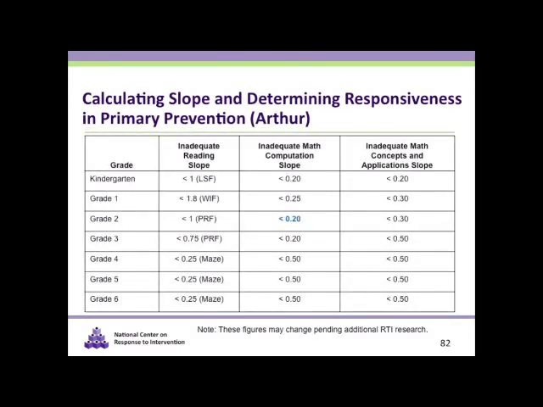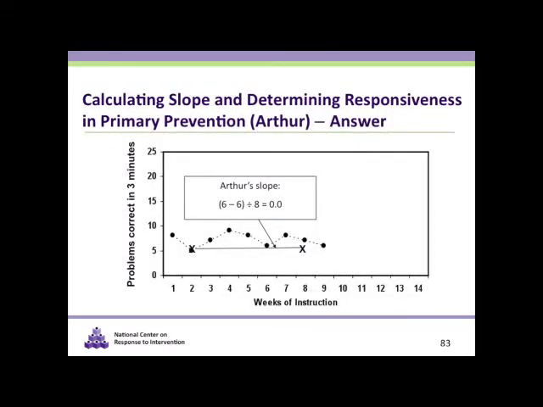Since Arthur is a second grade student using CBM computation, his slope for demonstrating adequate progress in primary prevention should not fall below 0.20. Your graph should look like this. Arthur's slope is calculated as 6 minus 6 divided by 8 equals 0. This slope falls below the second grade CBM computation cutoff slope of 0.20. Arthur is not responding to primary prevention, so he should move to secondary prevention.